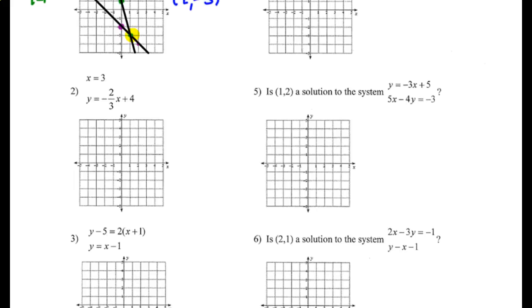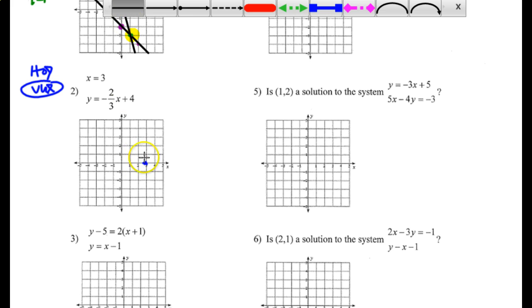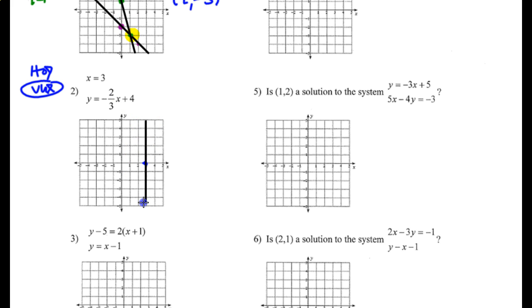Alright, let's try number 2. Now I got these two equations. They're both in y equals mx plus b form, so I can graph these. Alright, now remember though, that looks weird, right? It's only got one letter. So that's when I use the shortcut. That's when I use my HOY VUX. This x is a VUX line. It's vertical at this point. So I'm going to go to 3 on the x, because it says x equals 3. And I'm just going to make a vertical line there. There's my first line.